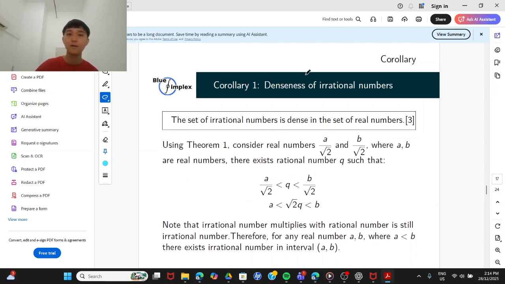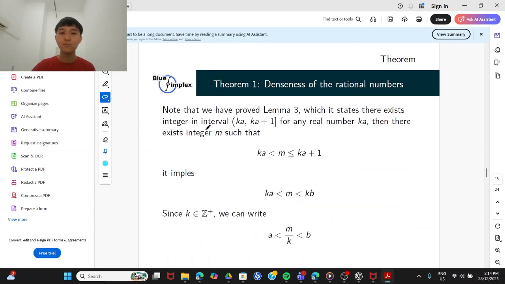Next, we are going to talk about how rational numbers can be used to prove the next corollary and example. The next topic is the density of irrational numbers. Lastly, we have already proved the rational numbers are dense in the set of real numbers. Using Theorem 1, consider the real numbers a over root of 2 and b over root of 2, because we have already proved this theorem.